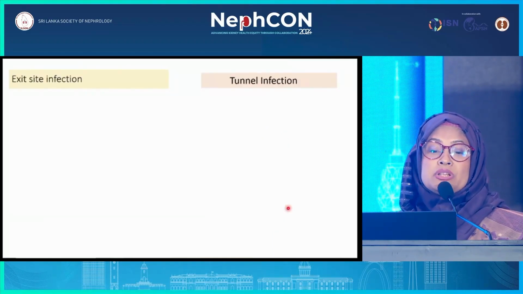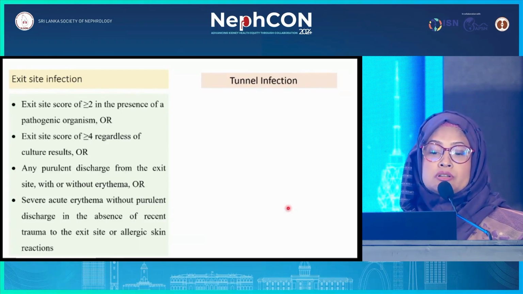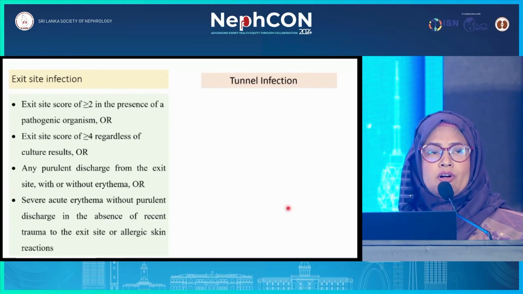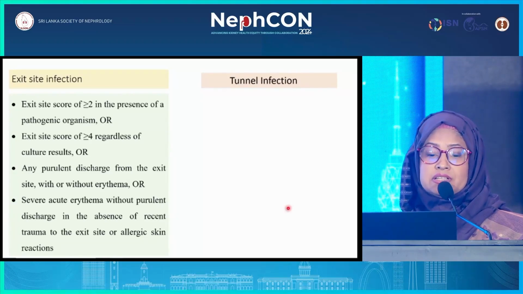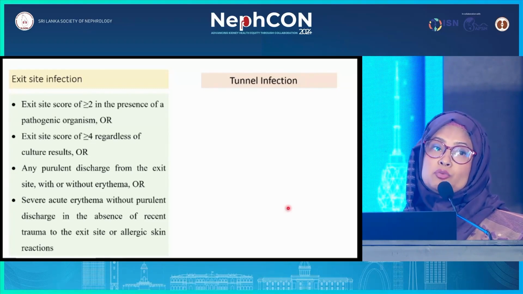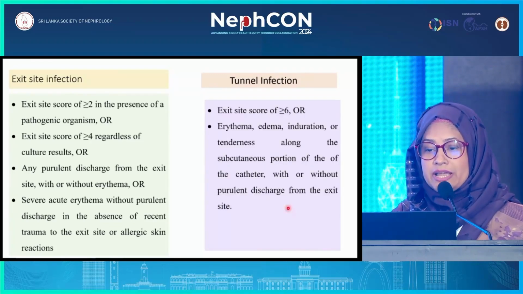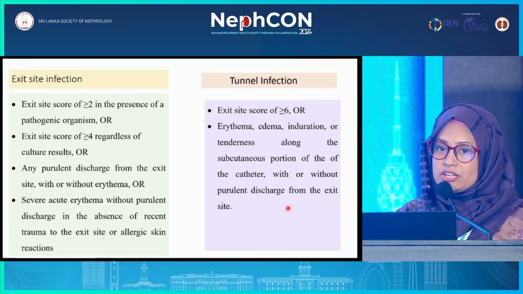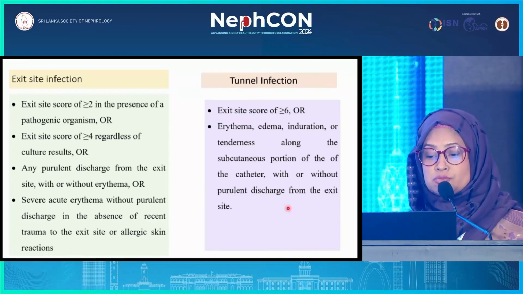Now, how do we define exit site infection? Exit site score more than 2 in the presence of a pathogenic organism, or exit site score equal to or more than 4 without any culture result, or any purulent discharge from the exit site with or without erythema, or acute severe erythema with or without any discharge. And what is tunnel infection? Any exit score more than or equal to 6, or erythema, edema, induration or tenderness along the subcutaneous portion of the catheter with or without purulent discharge.